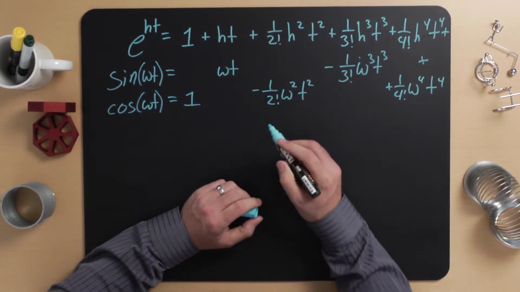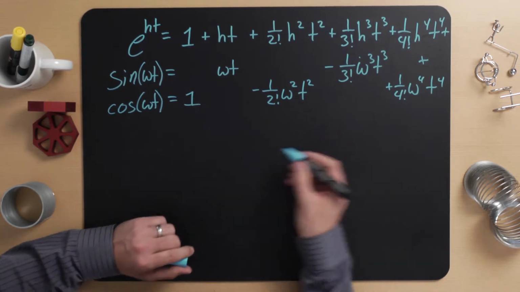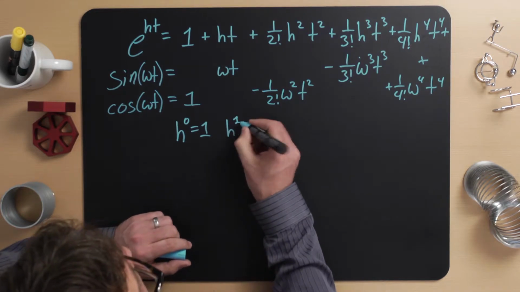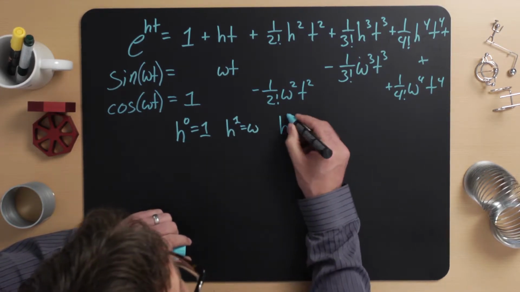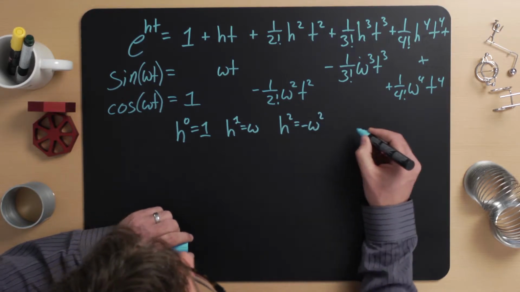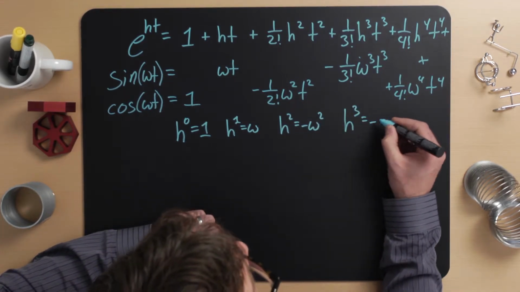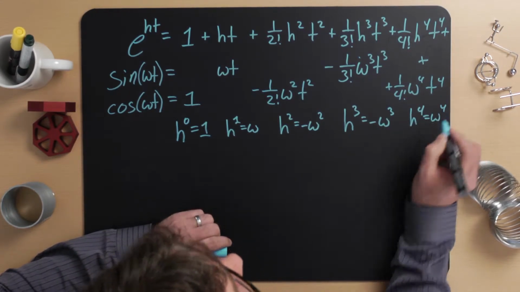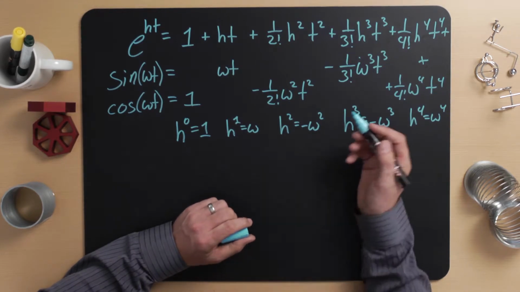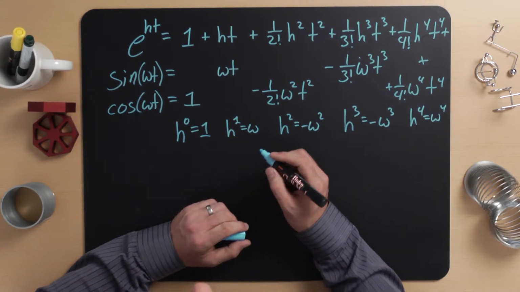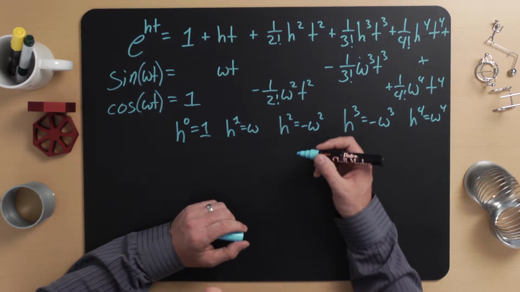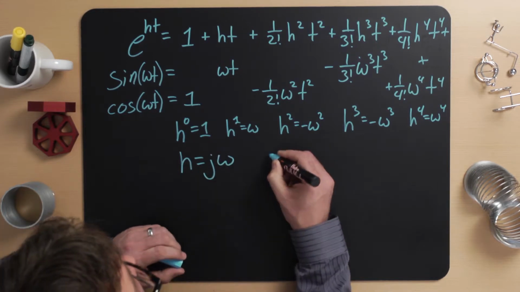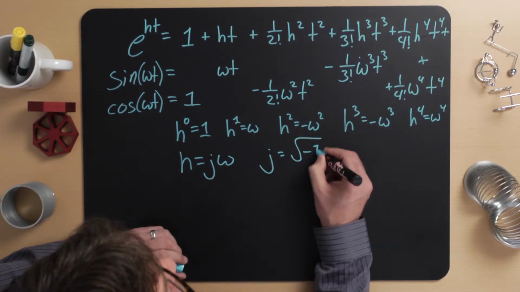You can think of these equations as providing a requirement on h that would imply that h to the 0 should be equal to 1, that h to the 1 should be equal to omega, h squared should be equal to minus omega squared, h cubed should be equal to minus omega cubed, and h to the 4th should be equal to positive omega to the 4th. Moreover, we want to keep even powers separate from odd powers. Now, what function of omega could force these relationships to hold? Amazingly, the choice of h equals j omega, where j is equal to the square root of minus 1, does the job.